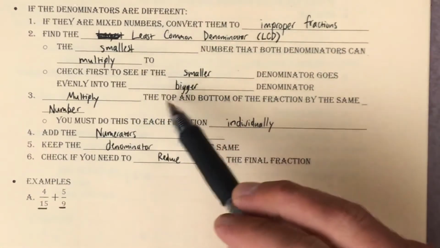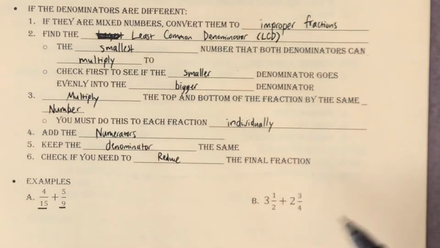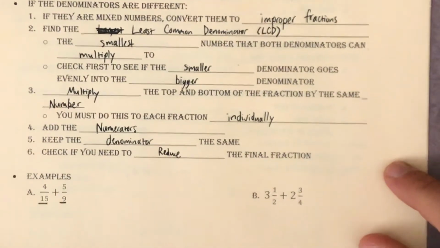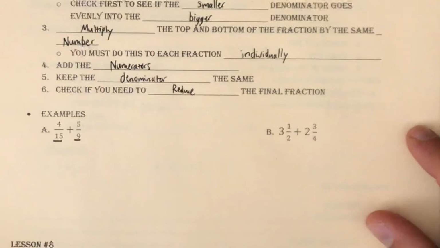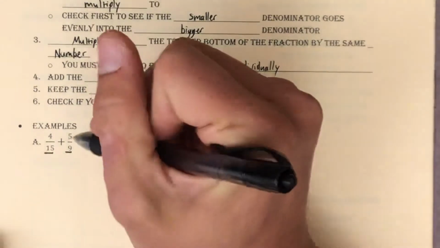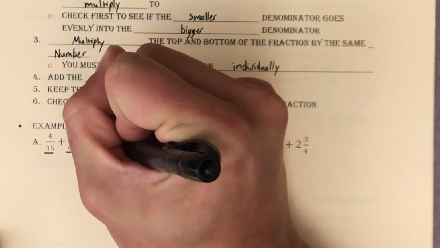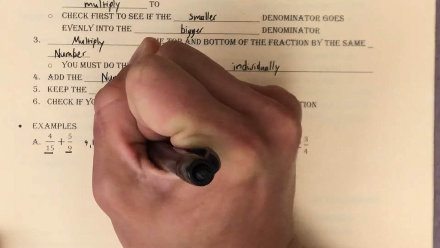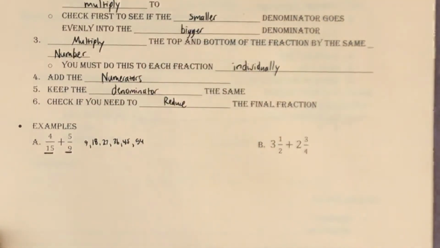Well, first I want to check to see if the smaller denominator goes evenly into the bigger one. So does 9 go evenly into 15? No, it doesn't. So that's an indication to me that I have to change both of these fractions. So now I'm looking for what's the smallest number that both 9 and 15 go into. I think the easiest way is just to write out the multiples of each one of those. So I'm going to write out the multiples of 9 first: 9, 18, 27, 36, 45, 54. I'm just going to list out those 6 right there.